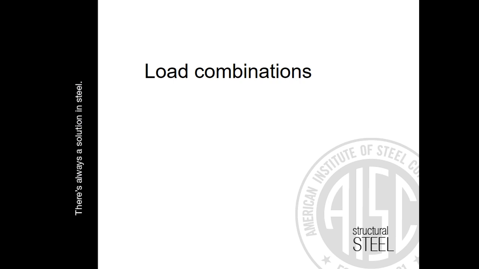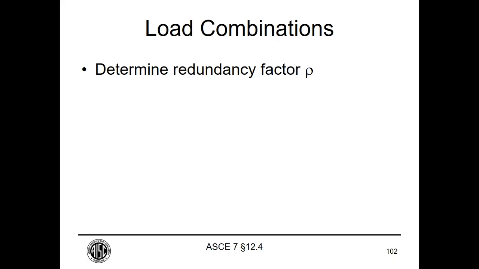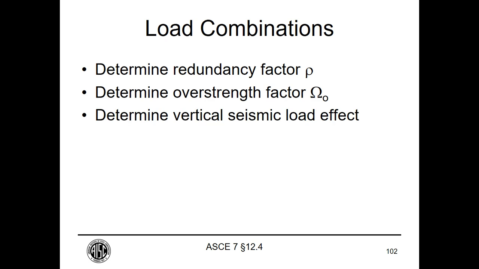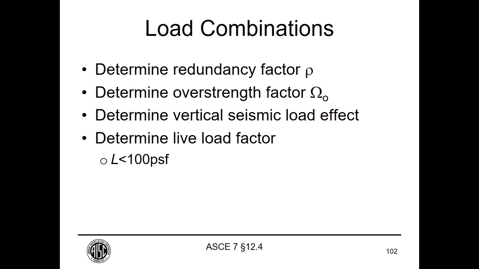Okay, next, the load combinations. We have to determine the redundancy factor, the overstrength factor, vertical seismic load effect, and the live load factor. Since our live load is not greater than 100 pounds per square foot, and we don't have public assembly, for the seismic load combinations, we can use a live load factor of 0.5.